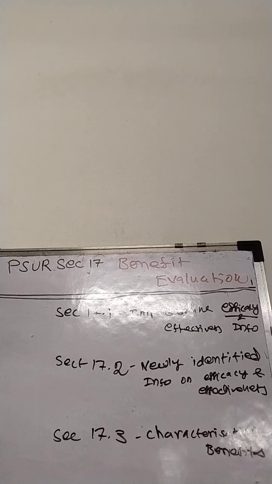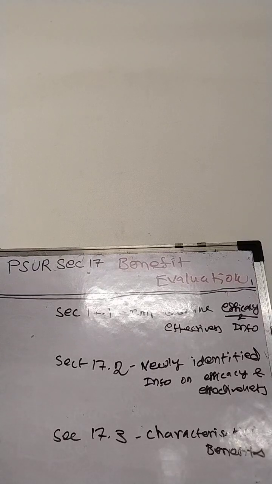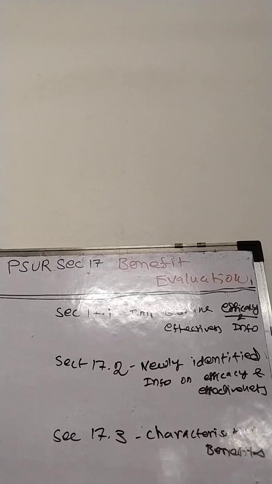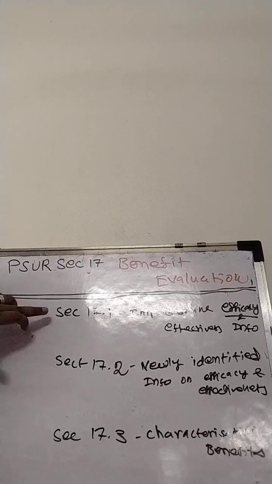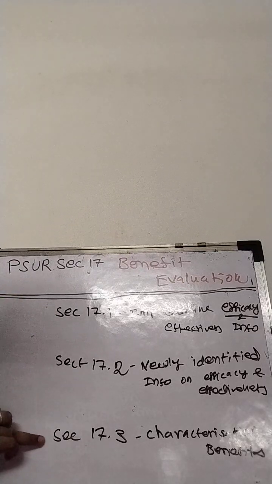So that evaluation we will perform, and in section 18 we will focus on the risk evaluation. Again, we will go for a benefit-risk evaluation. We will first focus only on section 17, then we can go for section 18. What benefit does your product contain? This section we are presenting in three subsections: section 17.1, section 17.2 and section 17.3.